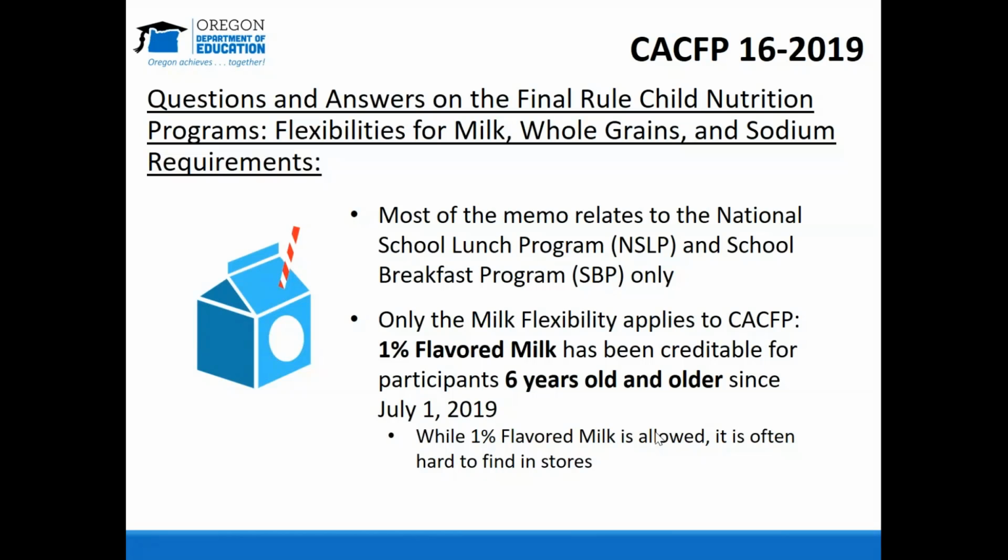And just as a note, if you're trying to find 1% flavored milk in the grocery stores, it's pretty hard to find. Most of the flavored milk you're going to find in grocery stores will be either non-fat or whole milk. And you wouldn't be allowed to serve the whole flavored milks because those are not creditable for the younger age groups, because flavored milks are not allowed for participants under 6 years of age.